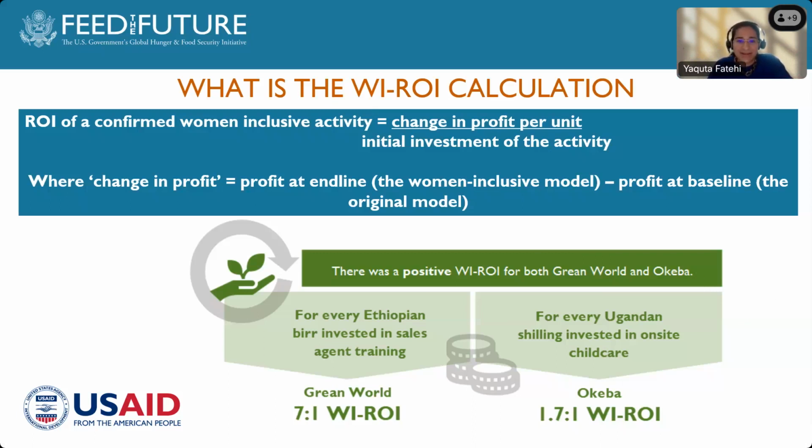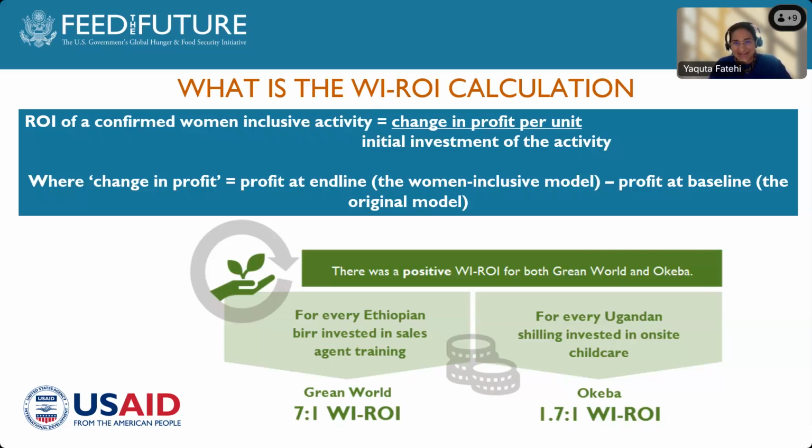And so again, immediately you can imagine how important it is for companies to record granular data on initial setup costs, such as sales agents, recruitment and training, like in the case of Green World, and then room cleaning, utilities, furniture, food, like in the case of Okeba.